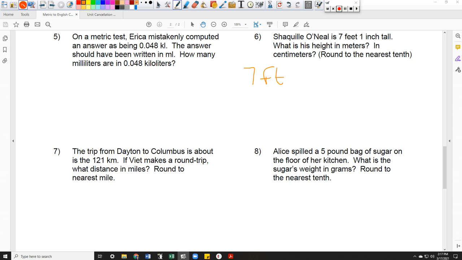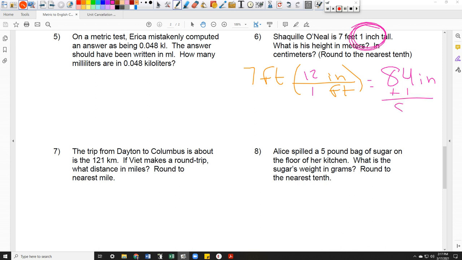So if we have 7 feet, I know I can go from feet to inches. What is the relationship between feet and inches? 12 inches in 1 foot. Very good. So what's 7 times 12? 84. Now, this is an important question. Is Shaquille O'Neal 84 inches tall? What is he? 85. Very good. Why is he 85? You have to add that 1 inch in there. Okay. So that would be 85 inches.